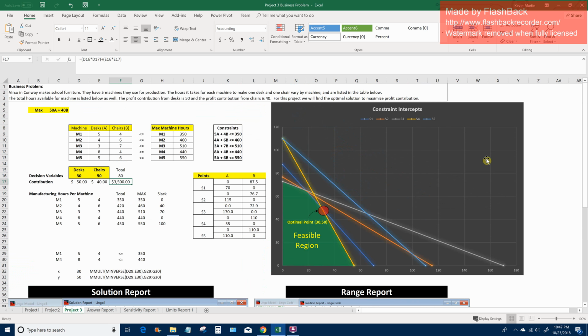But we did actually graph our intercepts for our constraint formulas, and we determined this was our feasible region because they all have to be less than the max machine hours. They have to be run less than the max machine hours, so it was trapped down here.